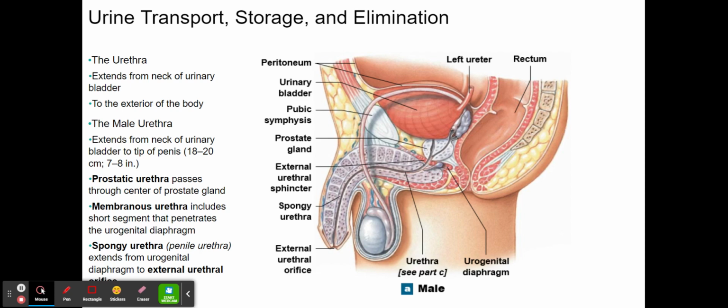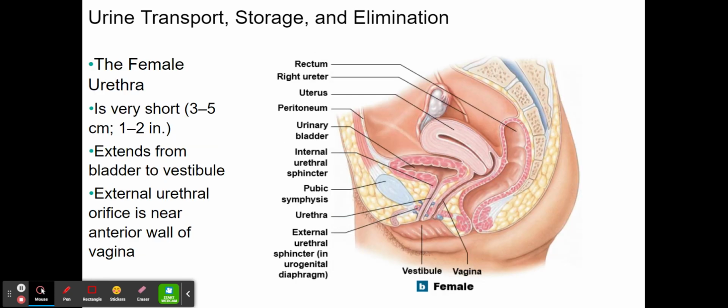In females, the urethra is very short. It extends 3 to 5 centimeters from the bladder to the vestibule. The external urethral orifice is near the anterior wall of the vagina.